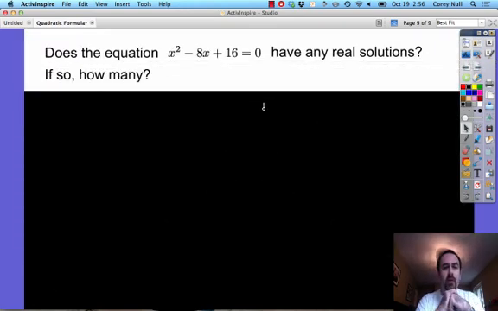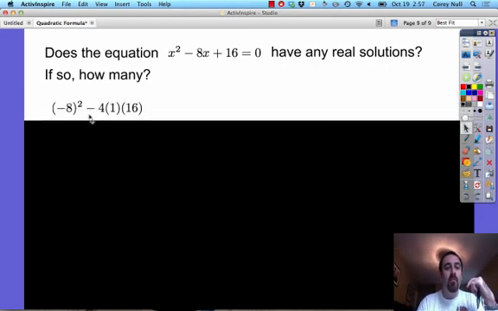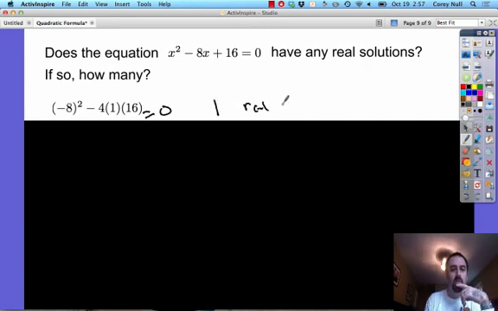This one: does the equation have any real solutions? If so, how many? I'm not asking what they are, I'm simply asking whether we can figure out if it has any solutions. So all we have to do is evaluate b squared minus 4ac. Okay, so b is negative 8, a is 1, and c is 16. So negative 8 squared is positive 64, minus 4 times 16, which is also 64. So what do we get? We get 0. So this discriminant is equal to 0, so we get one real solution.